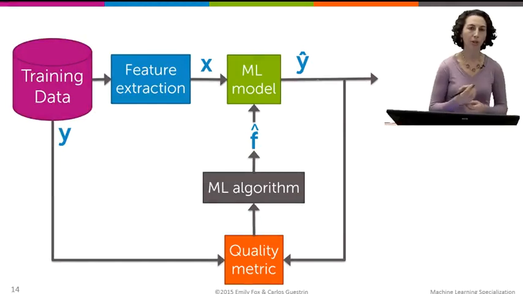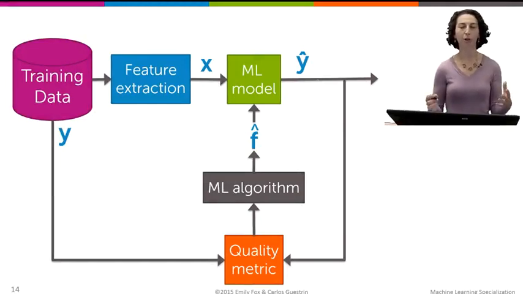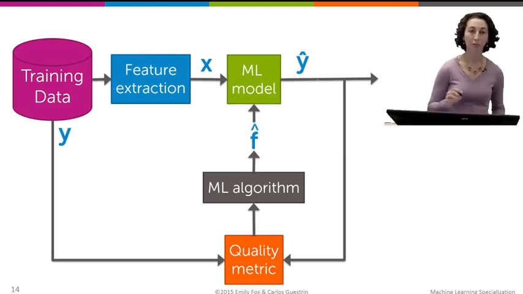Okay, so in the first course of the specialization, we introduced this block diagram or flowchart for regression, as well as a bunch of other machine learning tasks, but I just want to walk through this again. So we're going to assume that we have some training data.